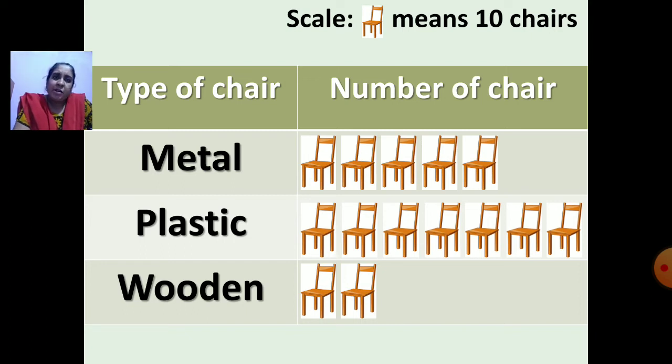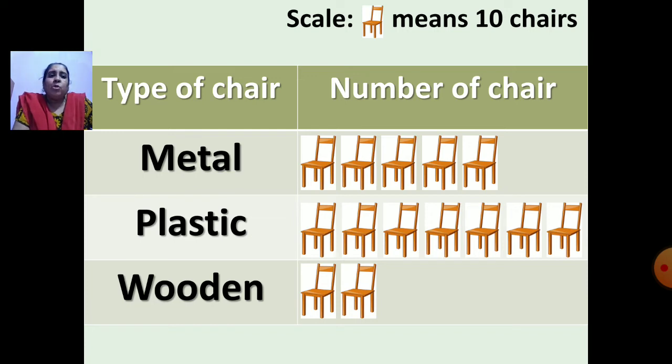Okay, children. Now, number 3 is wooden. That is the chairs made of wood. How many chairs are drawn there? Only 2. Okay. Now, how will you find out the number of chairs made of wood? 10 multiplied by 2. So, 10 twos is how much? 20.